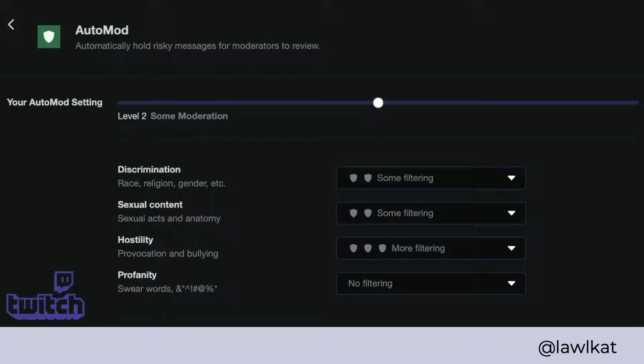This is the kinds of settings they give you. So you want to say, I want level 2 moderation. I want some moderation. I want some filtering on race, religion, and gender. I think for people who don't have their own customized tools, this is actually pretty good if you have a small community. But in a lot of interviews that I was doing with streamers and moderators, if it got beyond a certain point, they had to have their own customized bots.